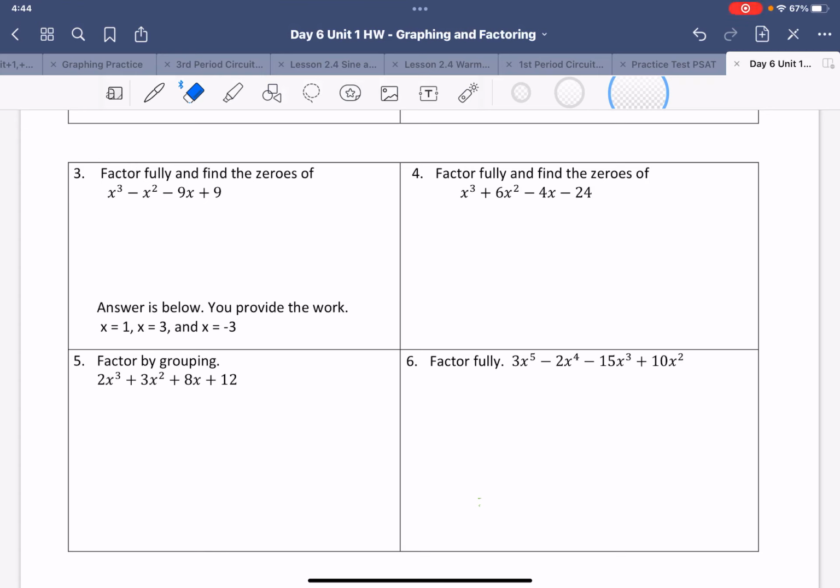Hello everybody, it's Mr. Joseph again, and this time we're going to just practice factoring and finding zeros. Look at number 3, everybody. This is a classic case of factor by grouping. I group the first two terms and then the next two terms.